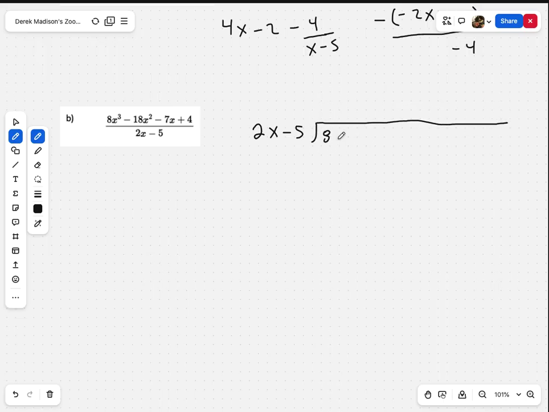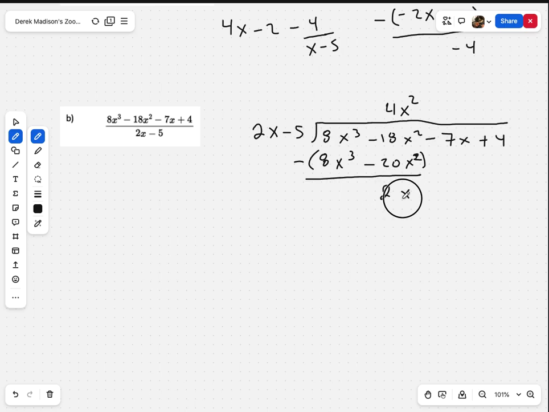So that's going to go 8x cubed minus 18x squared minus 7x plus 4. So what do I multiply 2x by to make it exactly 8x cubed? Would be 4x squared. And so the x squared goes over the x squared. 4x squared times 2x, so there's our 8x cubed again. 4x squared times negative 5 would be negative 20x squared. Those parentheses around there, that's gone. Minus 18, and that'd be plus 20, so that'd be a positive 2x squared. And then bring down the 7x.